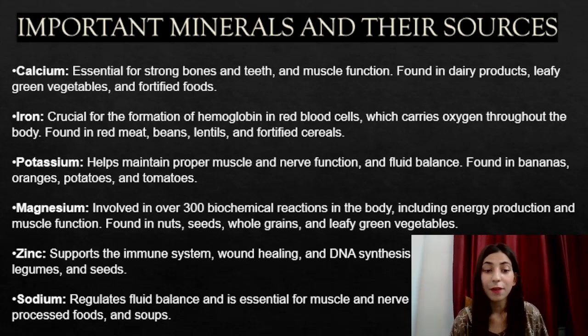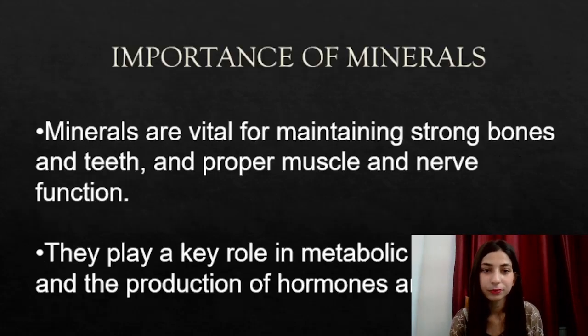Last but not the least, we have sodium. Sodium regulates fluid balance and is essential for muscle and nerve function. And this is basically table salt. NaCl, sodium is found in table salt. Namak jo hota hai. And then processed foods. Processed foods have a lot of sodium, and soups.